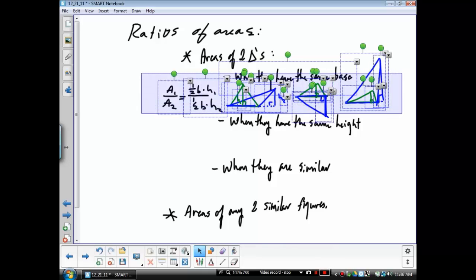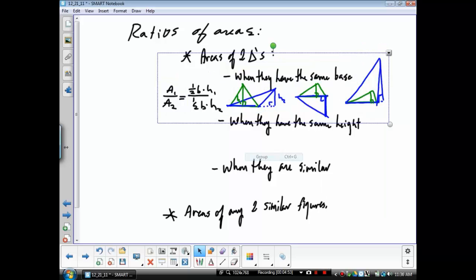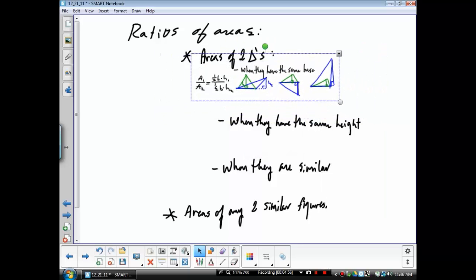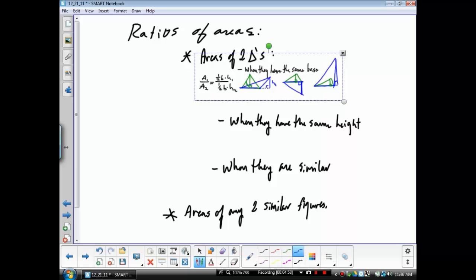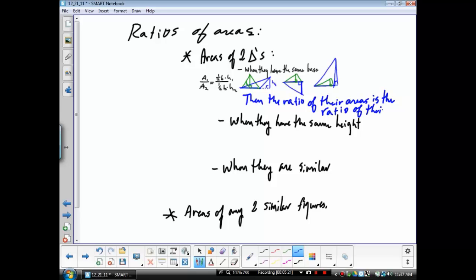I'm going to shrink this stuff so I have room to write. When they have the same base, then the ratio of their areas is the ratio of their heights. So our next piece then is when they have the same height.